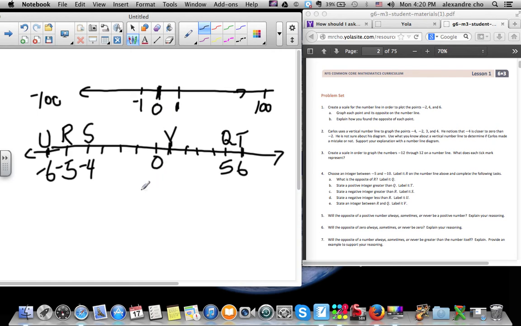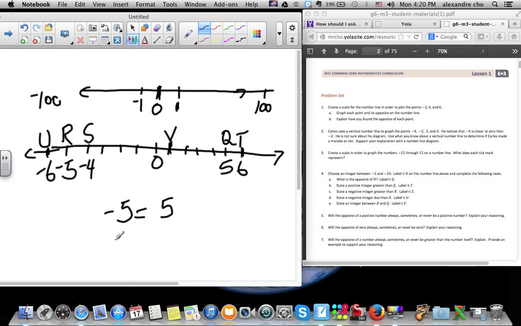7. Will the opposite of a number always, sometimes, or never be greater than the number itself? Explain. Provide an example. So let's take the opposite of negative 5. That opposite would be 5. So if a number is negative, its opposite will be greater than the original number, which is 5. 5 is greater than negative 5.